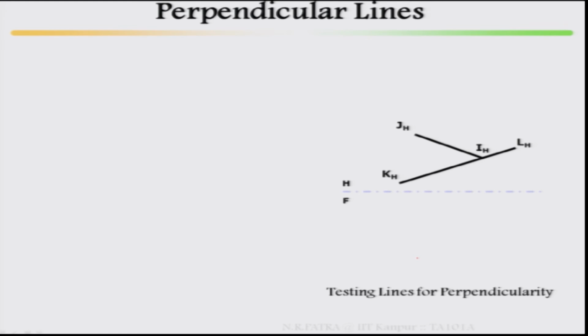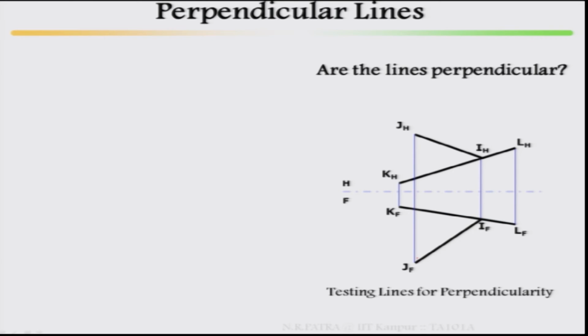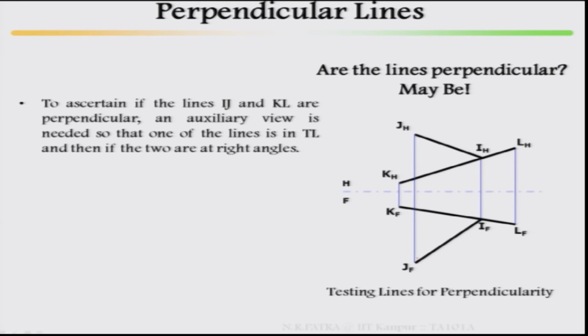Draw the lines, horizontal, frontal view, draw it. Are these lines perpendicular? Maybe. To ascertain if the lines IJ, KL are perpendicular, an auxiliary view is needed so that one of the lines is in true length.